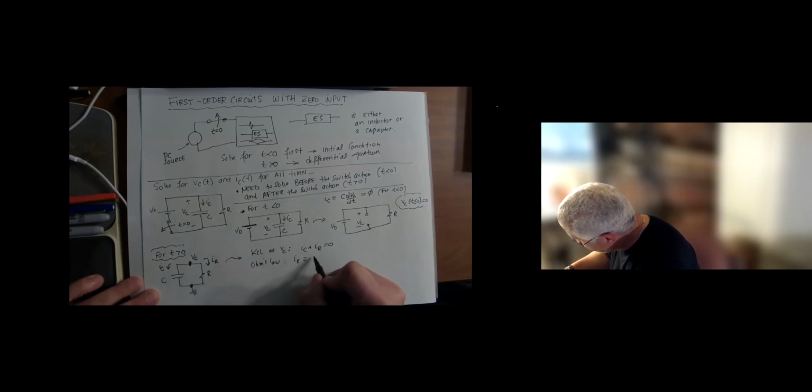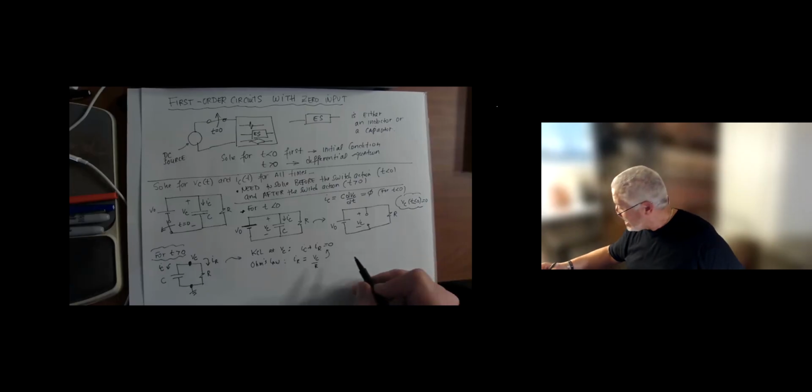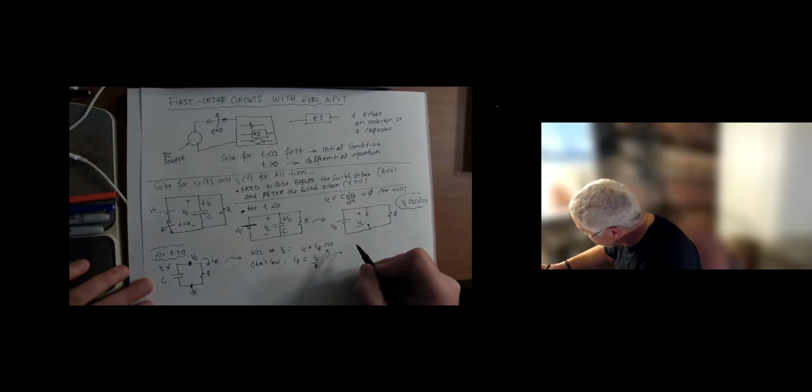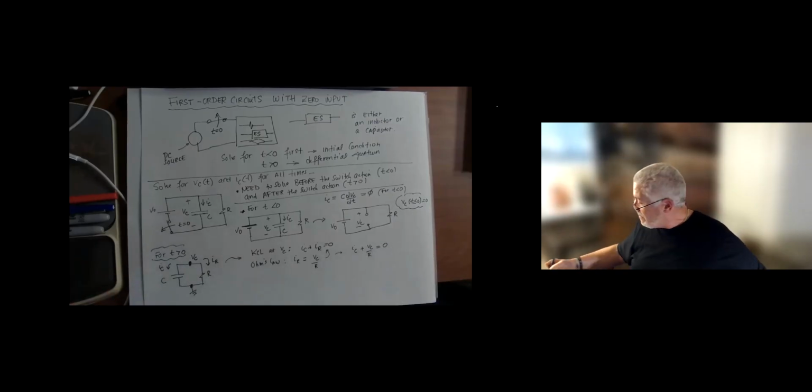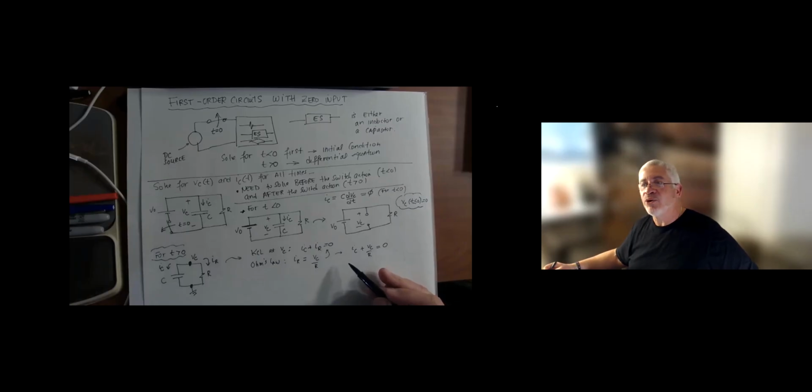Then I do Ohm's law for my resistors. I only have one resistor, so IR is VC over R. I use my Ohm's law in my KCL equation, and when I do this, I get IC plus VC over R equals 0. So at this point, I've basically been doing a basic nodal analysis.